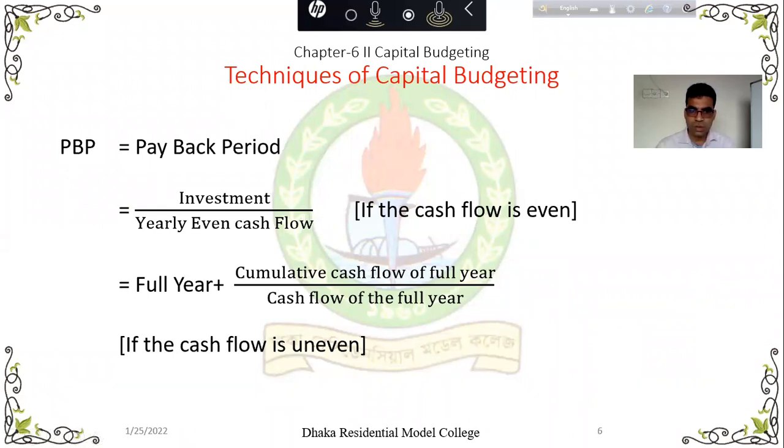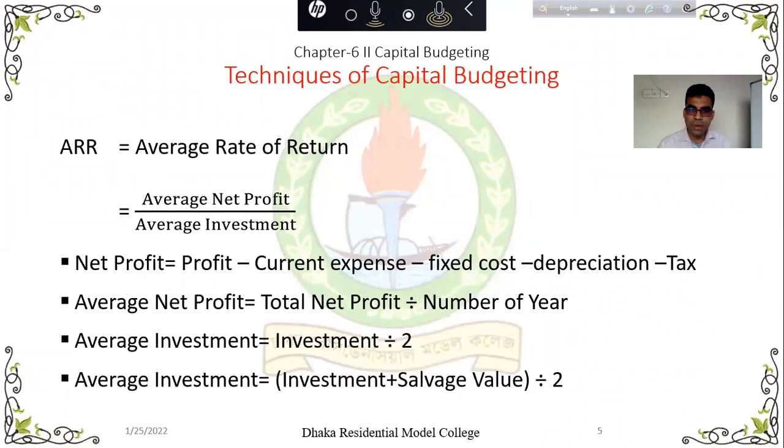Average investment equals investment plus, if there is salvage value in the stem, it has to be added with investment. Then you will divide this figure by 2. If there is only investment, it will be divided by 2, then you will get average investment. Or if salvage value is given beside investment, salvage value will be added with investment, then this figure will be divided by 2. Done. Have you written?